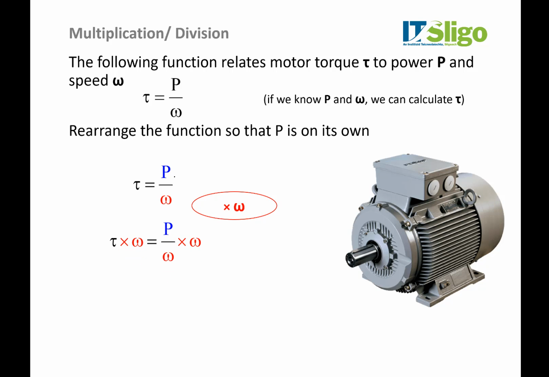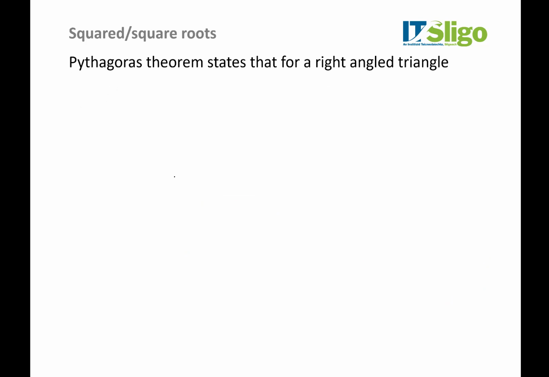This is what it looks like. On the right hand side, the omegas cancel. That's effectively what we want to happen. We now have P on its own, and finally we write P on the left, and that's equal to tau by omega. So now if we know the rotational speed and the torque, we can calculate the power developed by the motor.